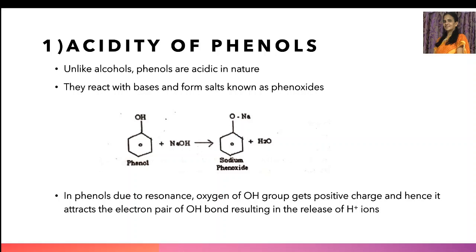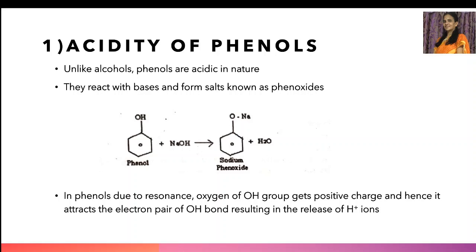Because phenols react with bases and form salts known as phenoxides. Generally, any compound is called an acid when it reacts with a base to form a salt. So here phenols react with bases to form salts, therefore they are known as acids. What is the name of the salt produced here? That is known as phenoxides. Now let's consider this example, that is phenol.